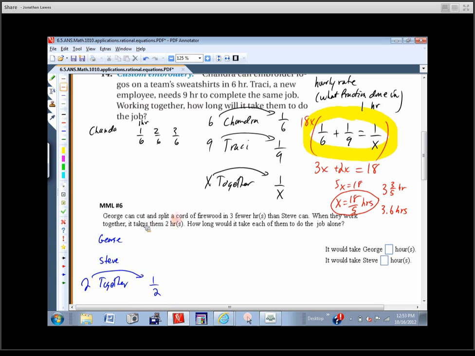George can split a cord of wood in 3 fewer hours than Steve. So I don't know Steve, but I do know that George is 3 less than that. So how would I write this? S minus 3. Then I'm going to take this, flip it over. That would be 1 over S. That would be his hourly rate. If I take this and flip it over, this would be 1 over S minus 3. Are there any questions there?